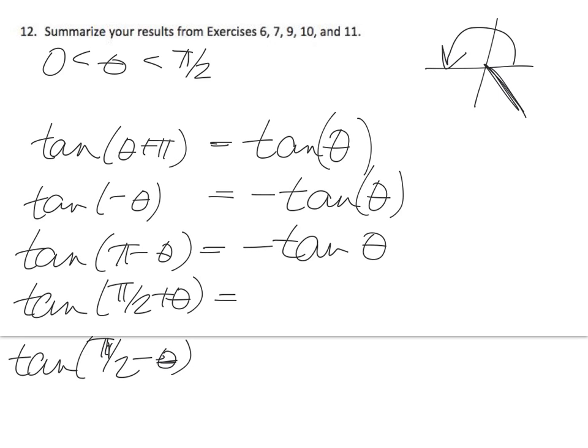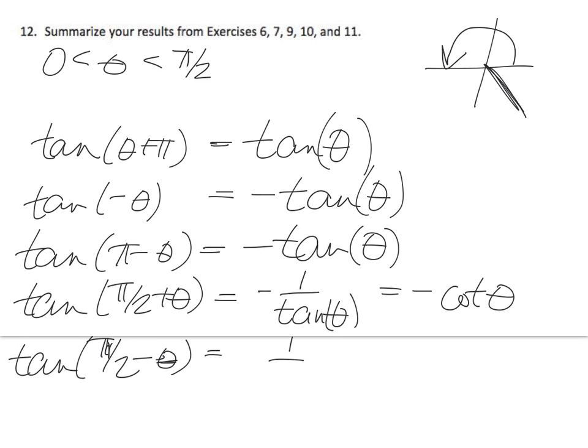And then pi over 2 plus theta. So we're adding 90 degrees to it. That gives us negative 1 over tan theta, which equals negative cotan theta. And then pi over 2 minus theta gives us 1 over tan theta, which is the same as cotan theta. Okay, this is what we learned. We're going to graph these on an xy plane, which will help us remember them a little bit better too.